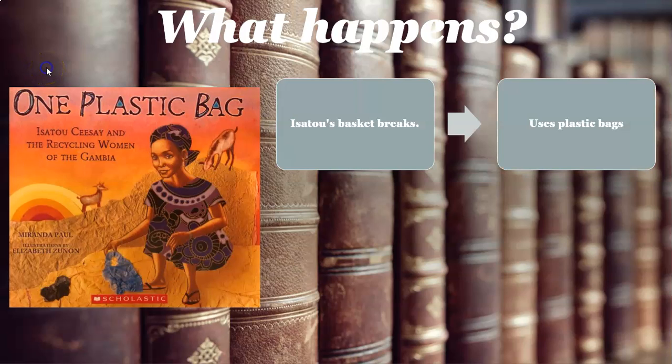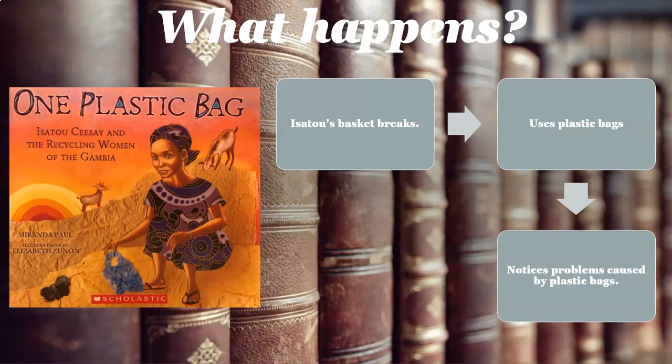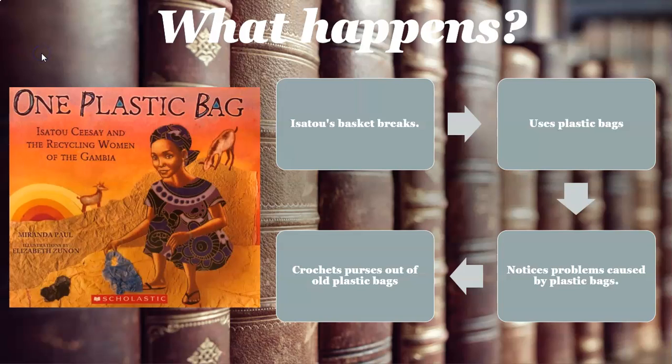What happens in the middle of the story? She starts to use plastic bags, but remember, she notices the problems caused by all those plastic bags. So how does the story end up? What does she end up doing? Boom, she crochets purses out of the old plastic bags and then ends up selling them in order to buy more goats for her community.